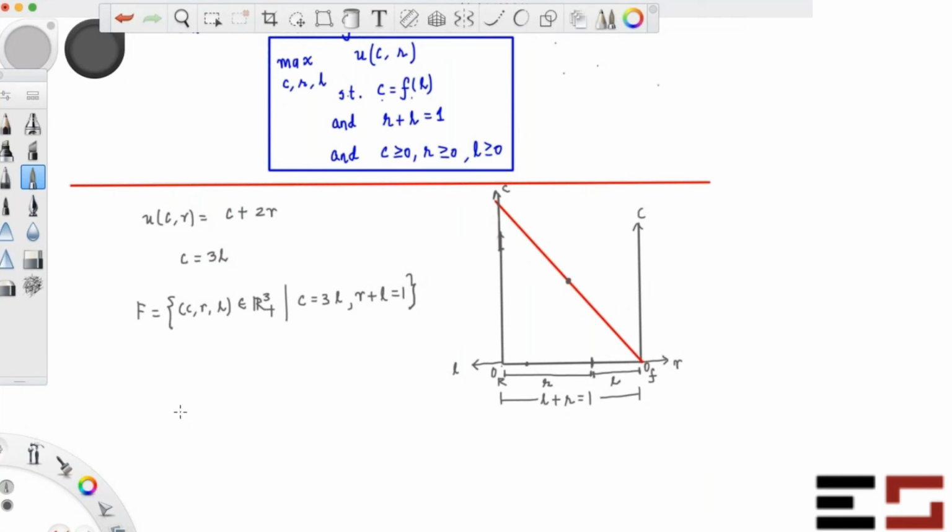Now you want to find efficient allocations. So you want to maximize this subject to the constraint that you want to pick a point on this. Why don't you do this? Let me give you 5 minutes. Solve this problem. Basically, you want to choose C, R, L such that you maximize C plus 2R subject to the constraint that C, R, L is picked from this set. So subject to the constraint that you have to pick a point on this red curve.